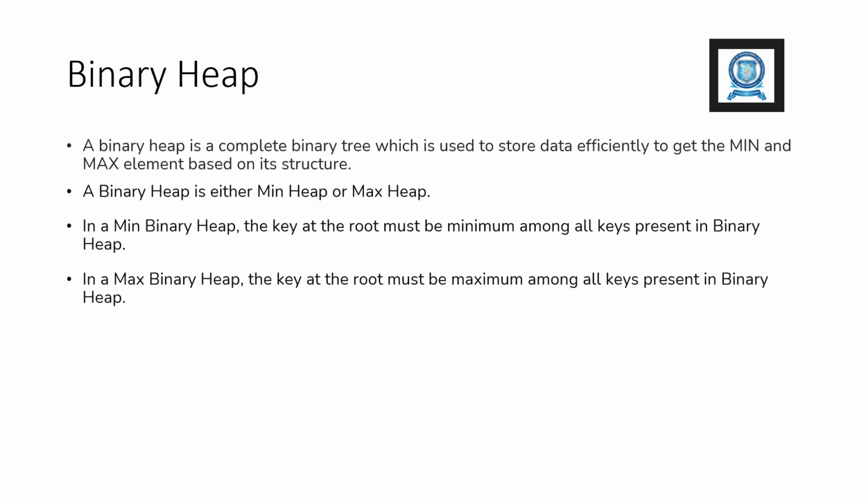Next topic is binary heap. A binary heap is a complete binary tree which is used to store data efficiently to get the min and max element based on its structure. A binary heap is either a min heap or a max heap. In a min binary heap, the key at the root must be minimum among all keys present in the binary heap. In a max binary heap, the key at the root must be maximum among all keys present in the binary heap.